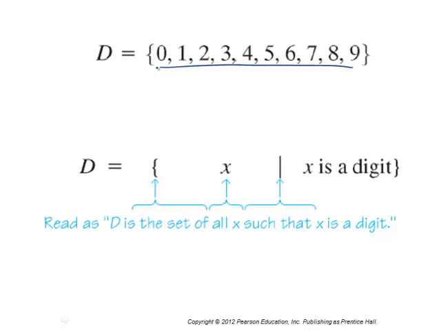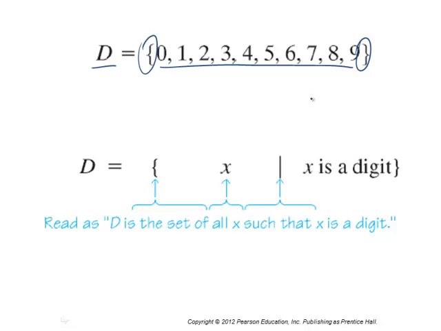And we typically indicate a set by using a set of curly braces, both a closing and an opening. So there's an opening curly brace and a closing curly brace. And within the curly braces, we can explicitly list all of the numbers in our set. So here we're saying that set D consists of the numbers 0, 1, 2, 3, 4, 5, 6, 7, 8, 9.